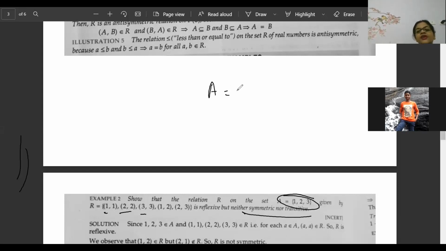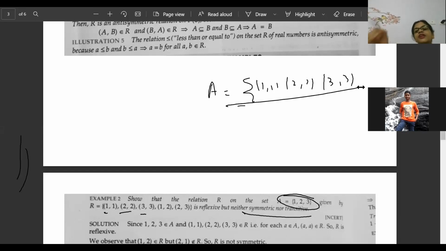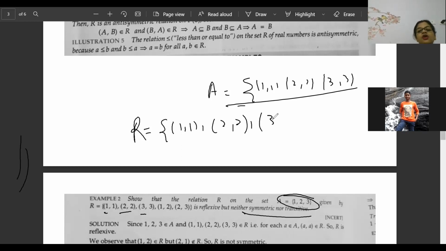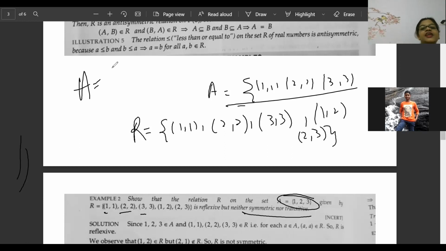A is having a set of 9 elements: 1 1, 2 2, 3 3, like that. It contains all 9 elements. So beta, the relation given is 1 comma 1, 2 comma 2, 3 comma 3, 1 comma 2, 2 comma 3. Now how to see whether it is reflexive or not? Since A contains elements 1, 2, 3, and in the relation 1 1, 2 2, 3 3 are there, it is reflexive.